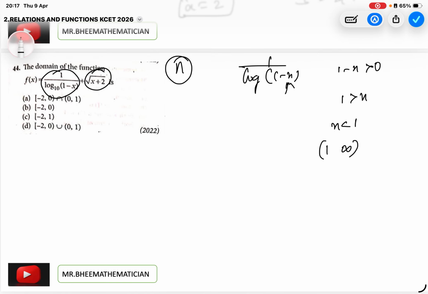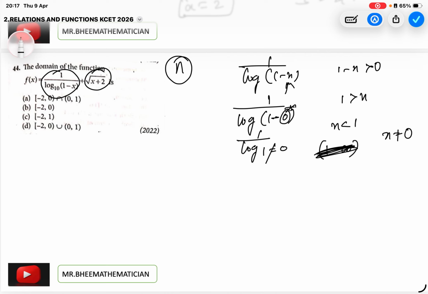And here, log of 1 minus 0 becomes log 1 in the denominator, so this equals 0. It must not be equal to 0, so the x value can never be equal to 0. So x must not be equal to 0, and x value is less than 1. Less than 1 means minus infinity to 1, minus 0. This is the domain of this one.